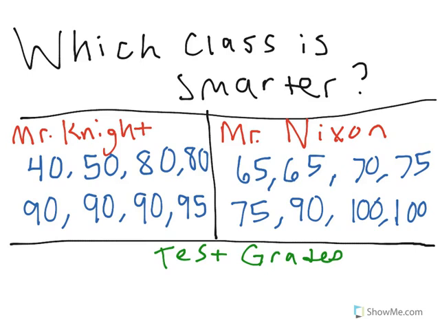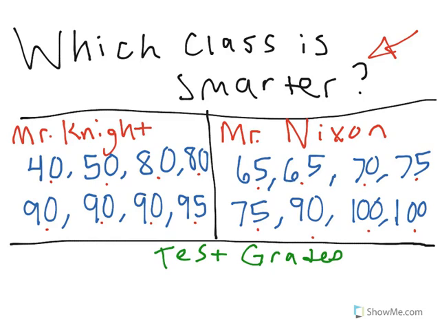So you have 8 data points for each class. Mr. Knight's class, one kid got a 40, one kid got a 50, 80, 80, 90, 90, 90, 95. Mr. Nixon's class, 65, 65, 70, 75, 75, 90, 100, 100. Now, there is not one clear answer for which class is smarter. There could be several ones. So what I want you to do in this video is make an argument, and I'm going to show you that you can make an argument for both.